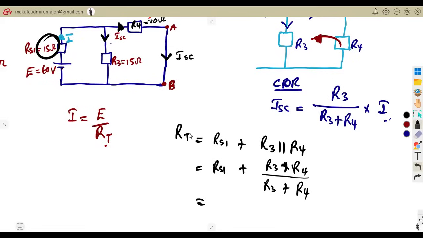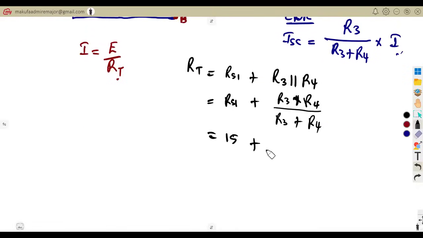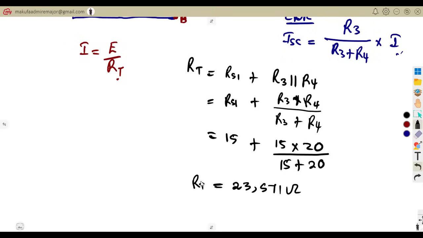Remember, we combined that 10 and 5. We got a 15. You can even leave it as R1, R2. Then we add R1 plus R2. It's still one and the same. So this is 15 plus product over sum. The product of R3 and R4, 15 and 20. So we need the product of 15 and 20, also the sum of 15 and 20. So that is going to give us the total resistance of the circuit, which is 23.571 ohms.